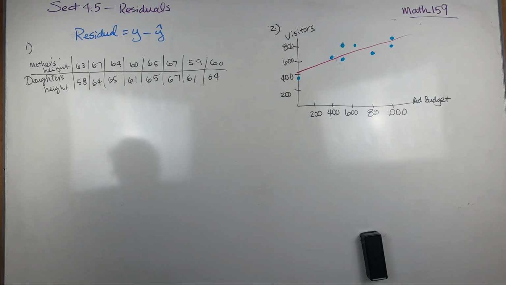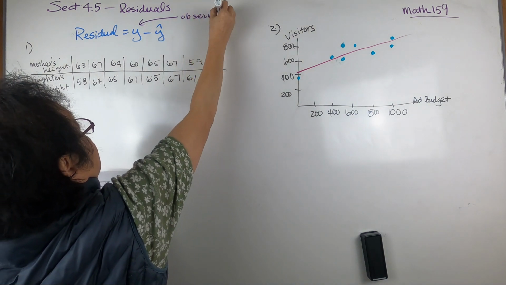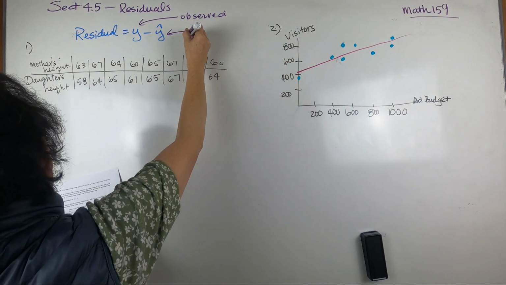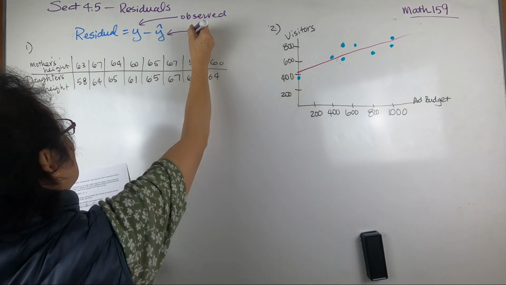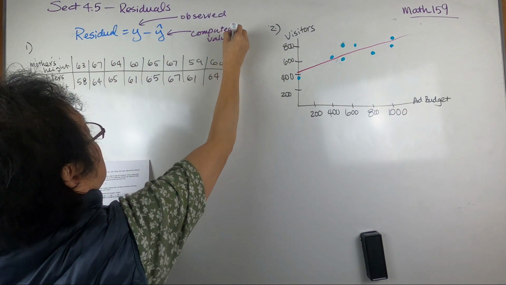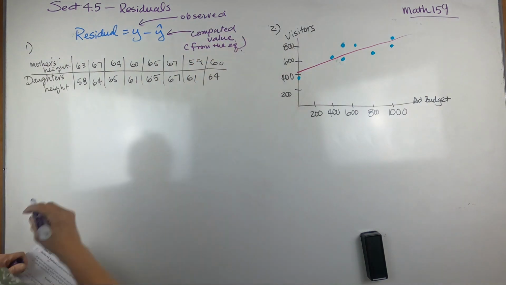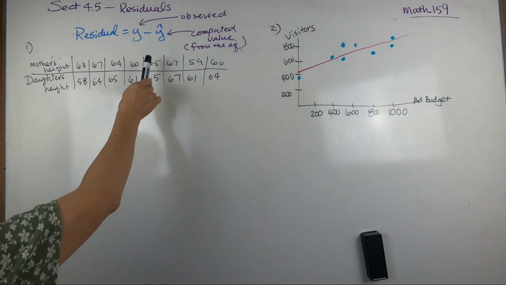So y is the observed value. Then y hat is what? Y hat is based on the equation, the computed value. So, computed from the equation, from the formula. You learn one more symbol called y hat.